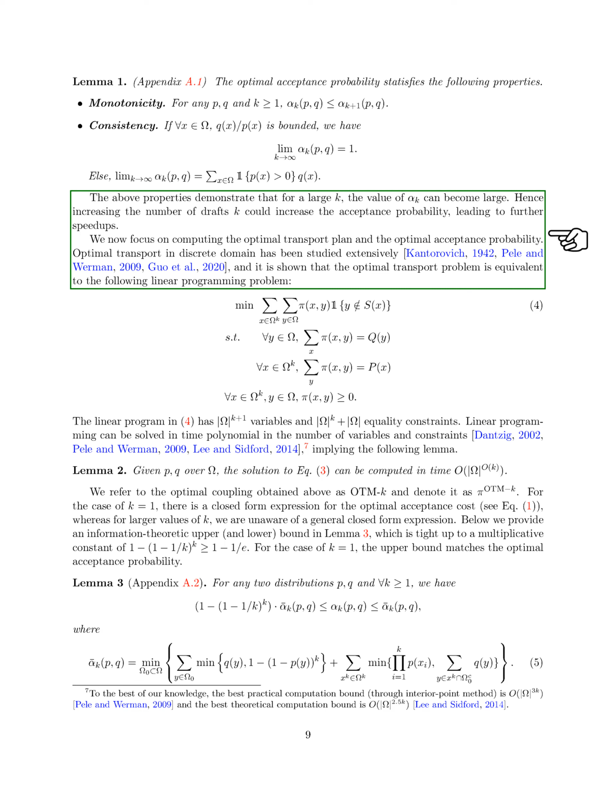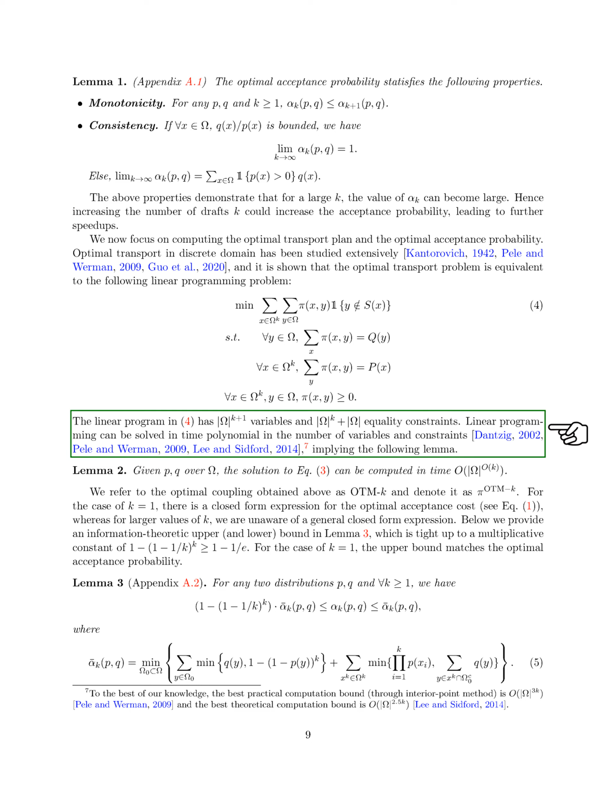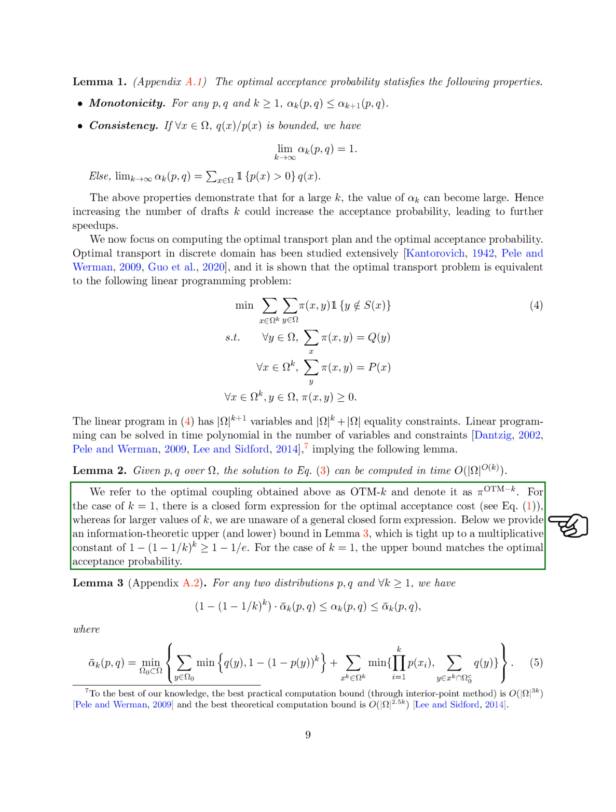We then focus on computing the optimal transport plan and the optimal acceptance probability. This problem has been extensively studied in the field of discrete optimal transport, and it can be formulated as a linear programming problem. This problem involves minimizing a sum subject to certain constraints. The linear program has a large number of variables and constraints, but it can be solved in a time that is polynomial in the number of variables and constraints. We refer to the optimal coupling obtained as OTM-K.